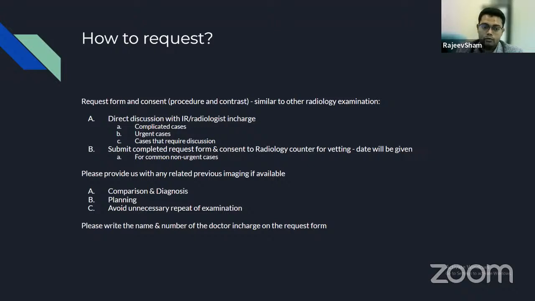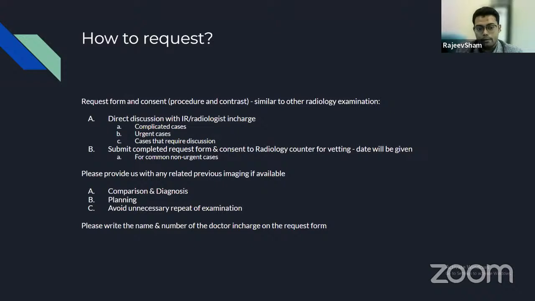This is usually done for complicated cases, for urgent cases, and cases that require discussion. For example, if the clinician is not sure what type of procedure should be done on the patient, you can come and discuss with us, and we can suggest what kind of procedure is suitable for that case. For non-complicated, non-urgent cases, you can submit the completed request form and consent to the radiology department counter, and then later on we will vet the forms and give you suitable dates for the procedure.